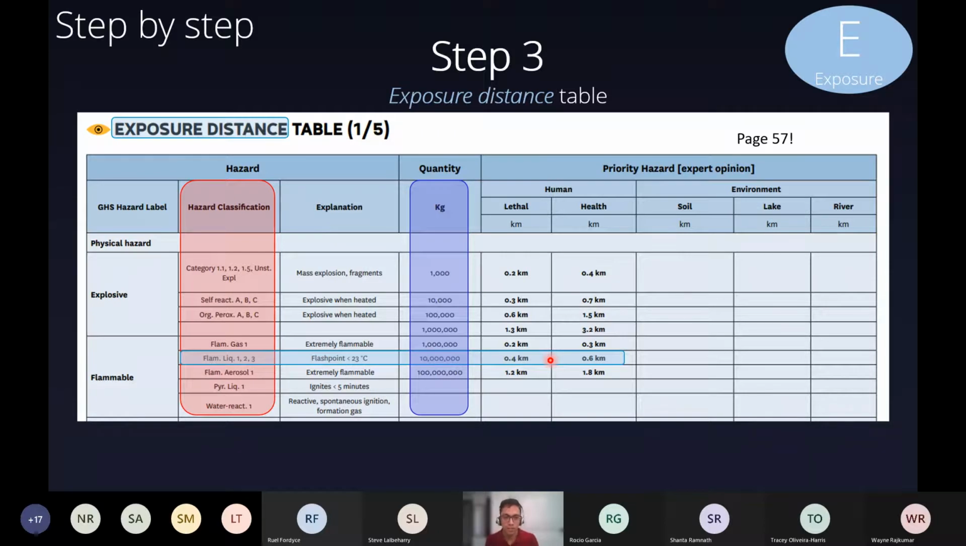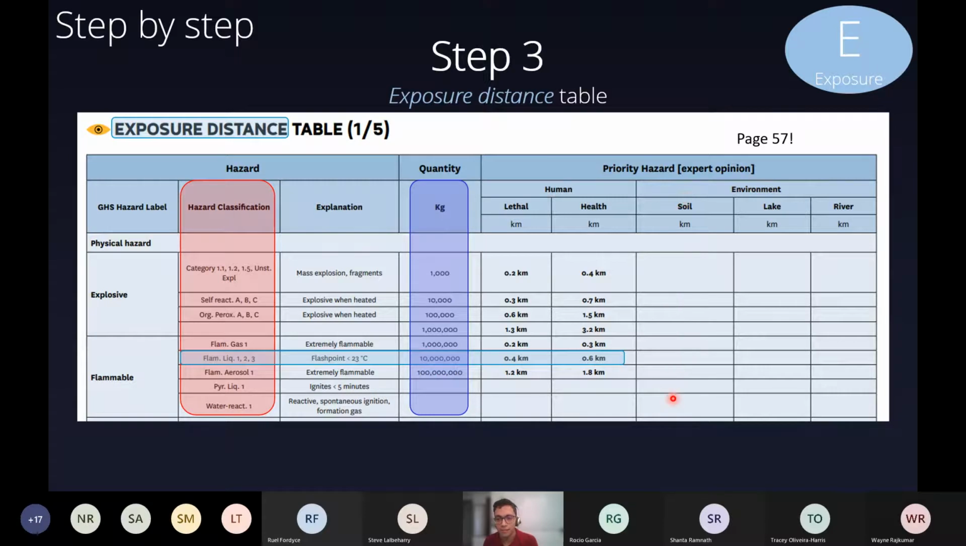So let's say you have an emergency, it's FLAM leak 1, 2, 3, and you have this approximate quantity. You know that you have to probably evacuate people around 400 meters from the spill point and 600 meters to avoid problems in health. Because under 400 meters, it's going to be a lethal effect, and for under 600 meters, it's going to be a health effect for the people.